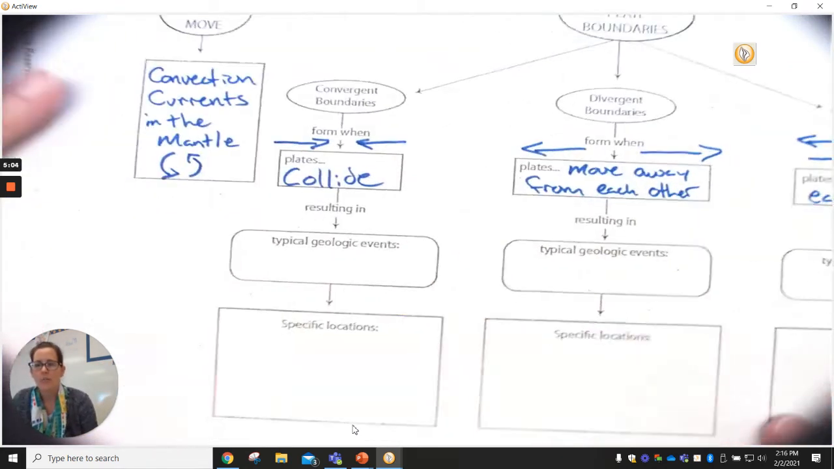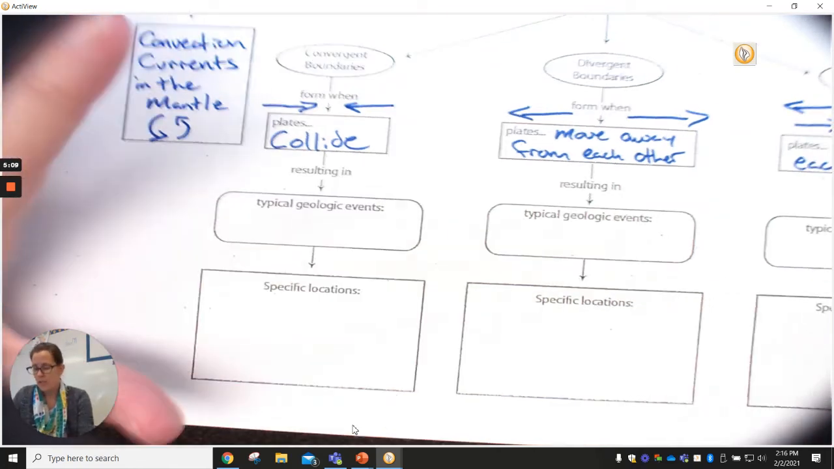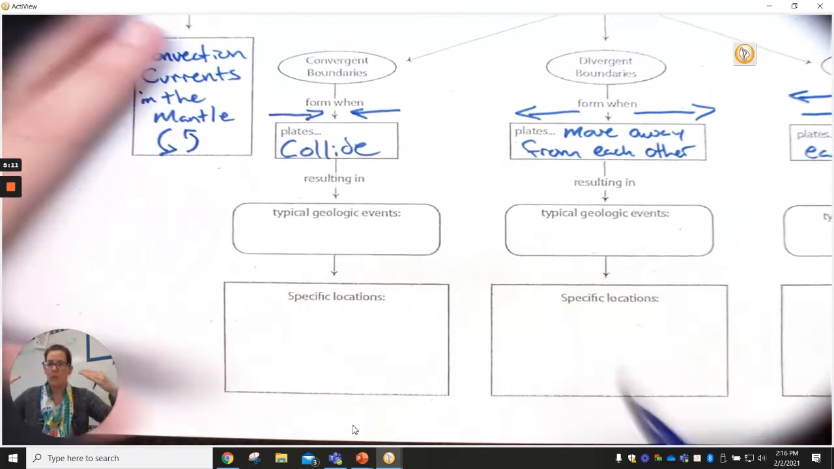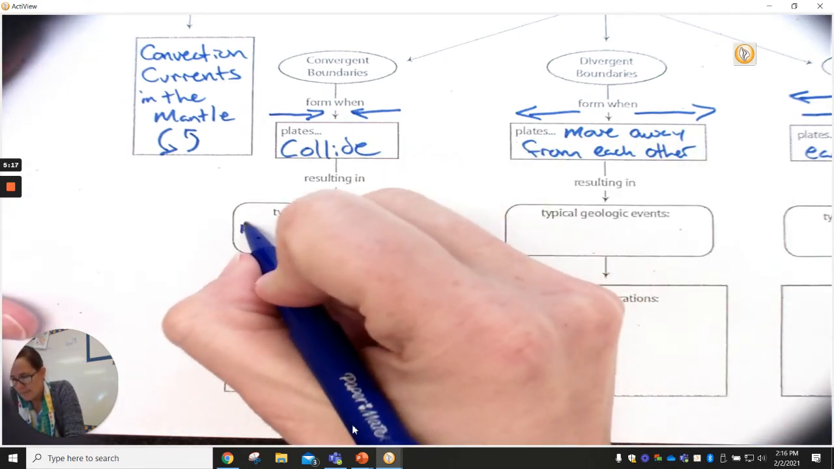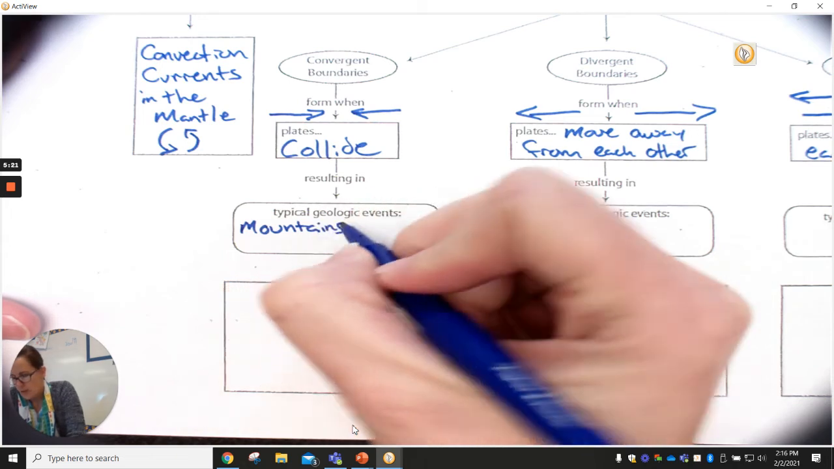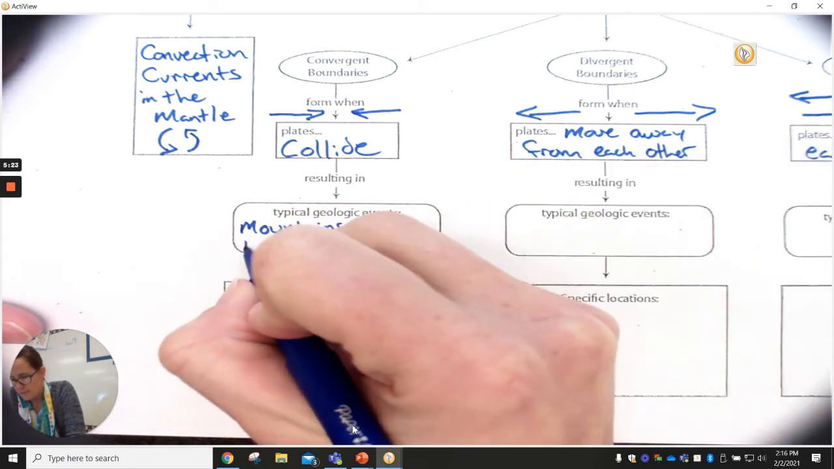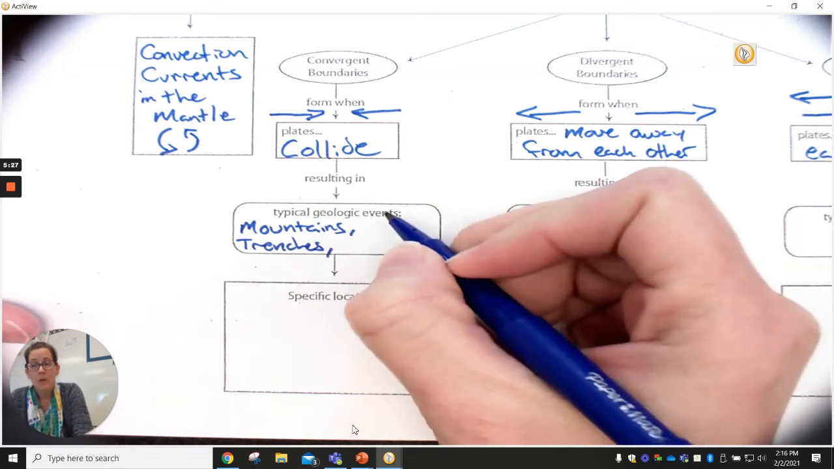Let's look at convergent boundaries again. So what type of geological events happen when those plates collide, when they move towards each other at a convergent boundary? Well, we get mountains, trenches, and some volcanoes.